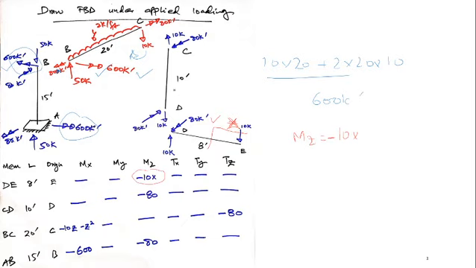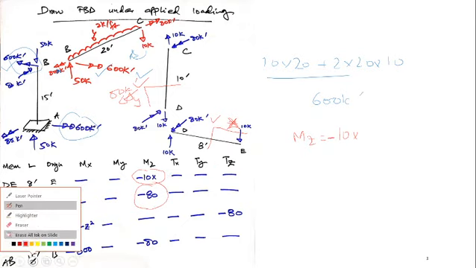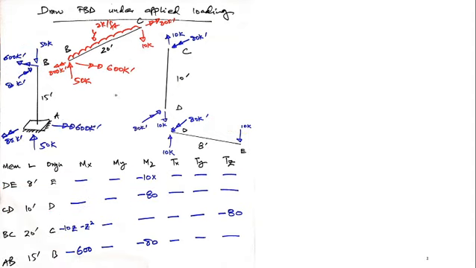Next, in member DC, my origin is D and this is Y, and I have to find all moments here. This is a pure moment, and you should know that this is a clockwise moment, so I have to balance it with an anti-clockwise moment of 80 kip foot. So this is minus 80. Counterclockwise is negative here. Finally, this member, and the member origin is B. In member BC, my origin is C.